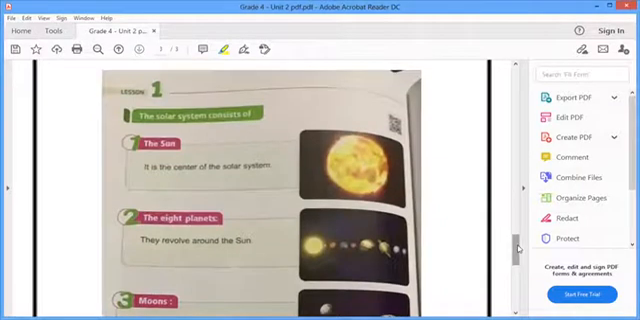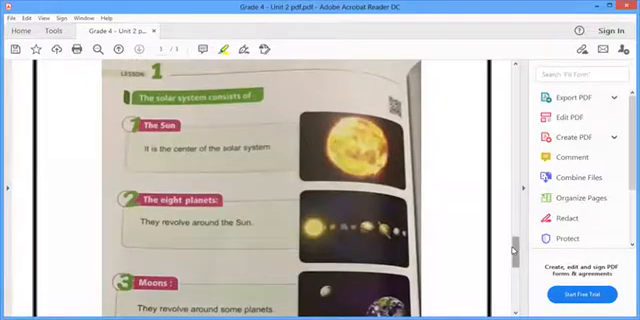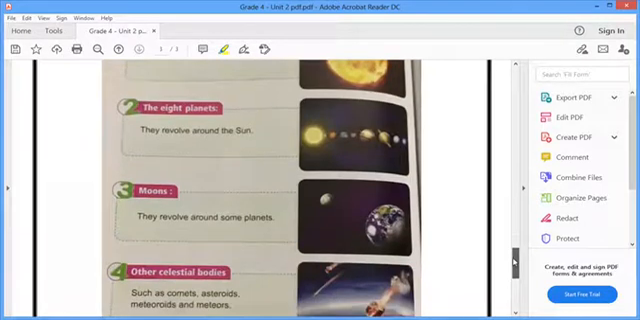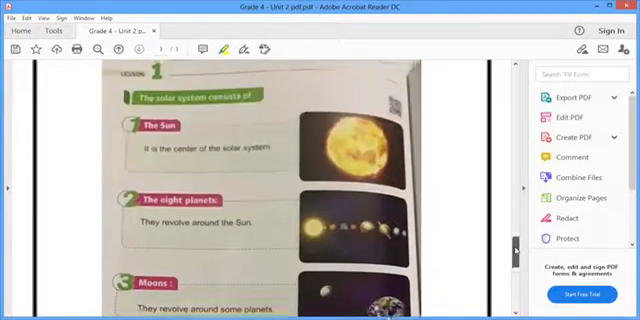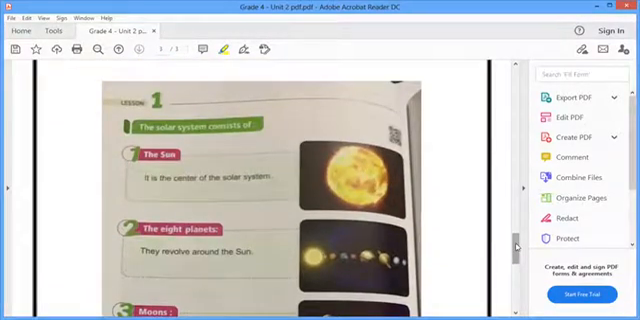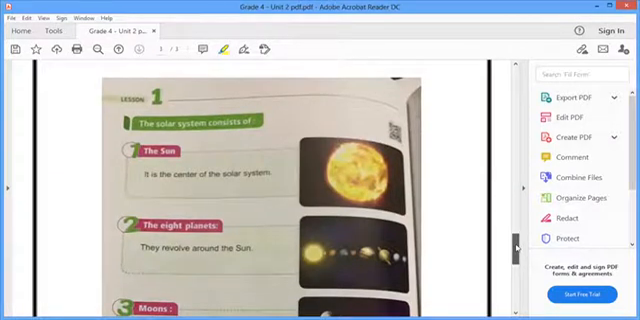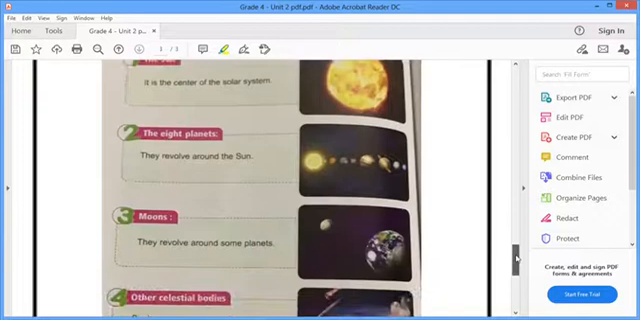This is the last page of today. The solar system consists of... what does the solar system consist of? It consists of the sun, number 1. The 8 planets, number 2. Moons, number 3. Other celestial bodies, number 4. So when I ask you what does the solar system consist of, you can tell me the sun, the 8 planets, moons, and other celestial bodies.